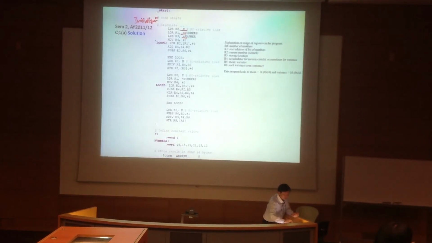Then after that, the first loop is here. This one, if you do post-index addressing, is useful. Now, if you take a photo, please don't put it on Facebook or YouTube or whatever, okay? It's only for your own consumption.